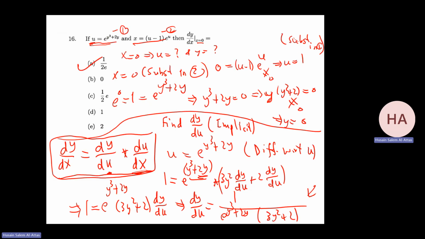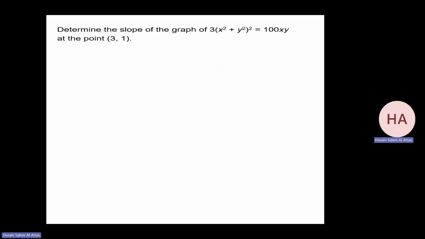That was the last problem we did. Now we'll try to do problems related to these things: slope, equation of tangent line, something like that. But when we need to find the derivative, we need to do implicit differentiation. Like this one: determine the slope of the graph of this function at this point.